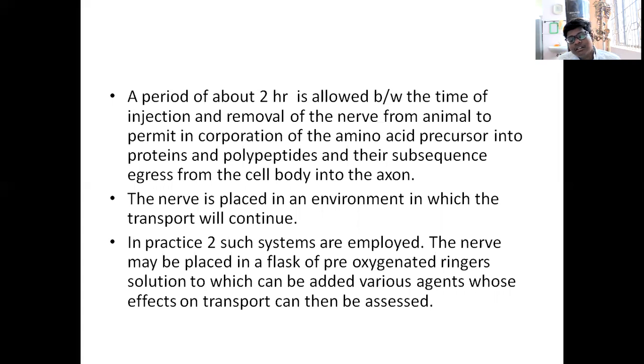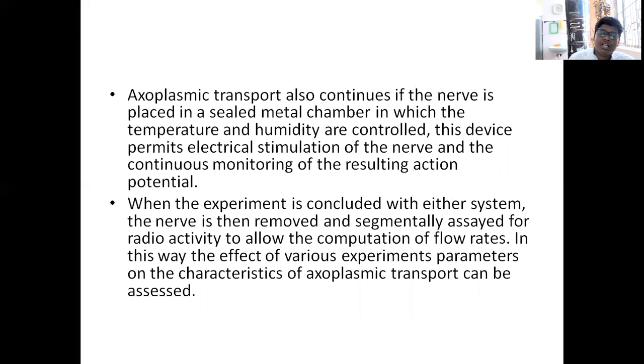The nerve may be placed in a flask of pre-oxygenated Ringer solution, to which various agents can be added to affect the transport, which can then be assessed. Axoplasmic transport also continues if the nerve is placed in a sealed metal chamber, in which temperature and humidity are controlled. This device permits electric stimulation of the nerve and continuous monitoring of the resulting action potential.